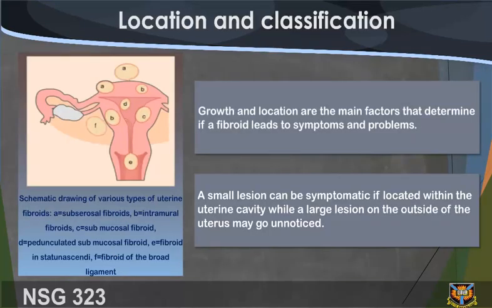Location and classification. Schematic drawing of various types of uterine fibroids. A. Subserosal fibroids. B. Intramural fibroids. C. Submucosal fibroid. D. Pedunculated submucosal fibroid. E. Fibroid in statu nascendi. F. Fibroid of the broad ligament. Growth and location are the main factors that determine if a fibroid leads to symptoms and problems. A small lesion can be symptomatic if located within the uterine cavity, while a large lesion on the outside of the uterus may go unnoticed.